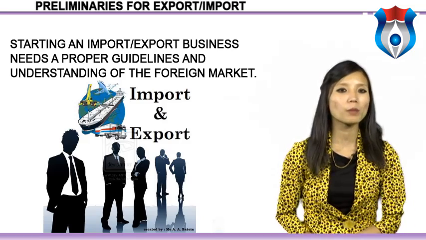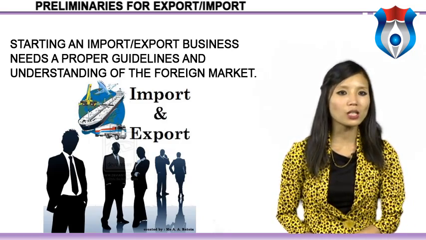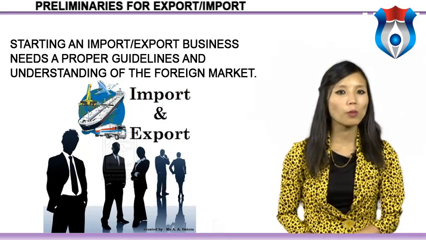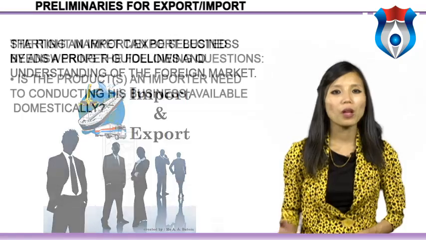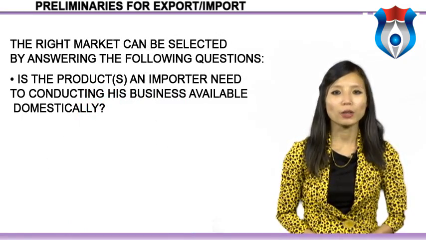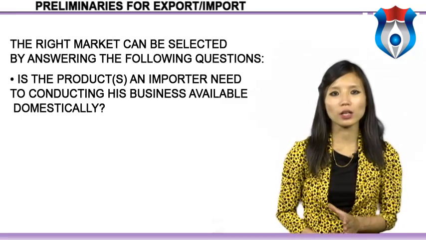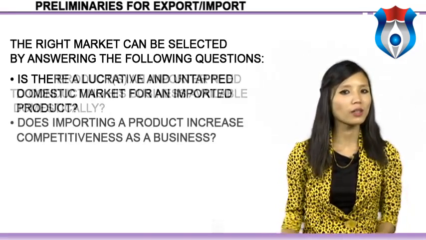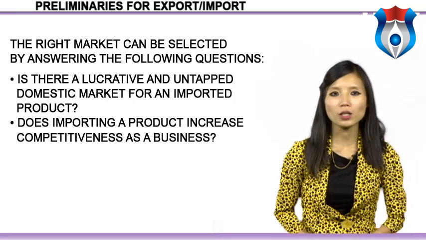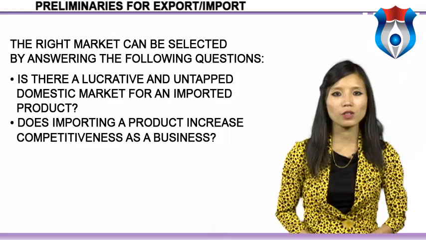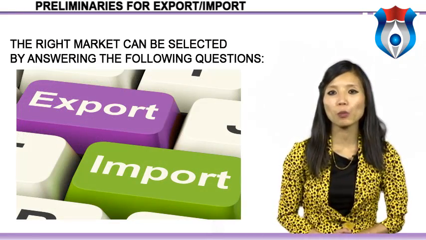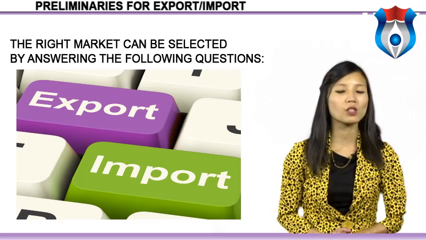Proper selection of the commodity market is an important factor before starting an import. Commodity market data and information collected during research helps to prepare the commodity market report. The right market can be selected by answering the following questions. Is the product an importer needs for conducting his business available domestically? Is there a lucrative and untapped domestic market for an imported product? Does importing a product increase competitiveness as a business? An importer should only proceed if he is determined that importing certain goods will definitely make his business profitable.